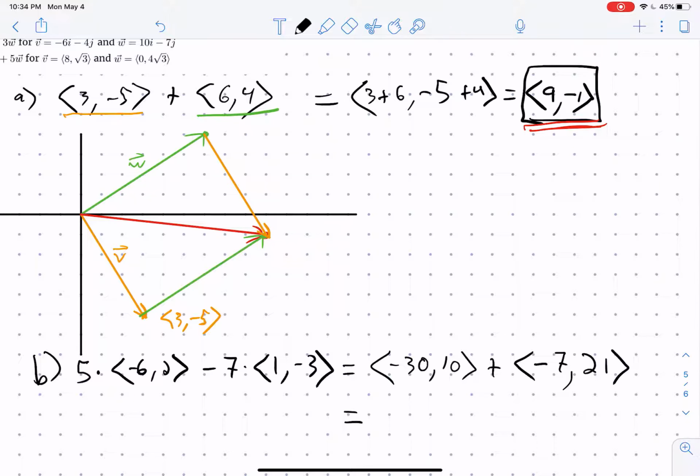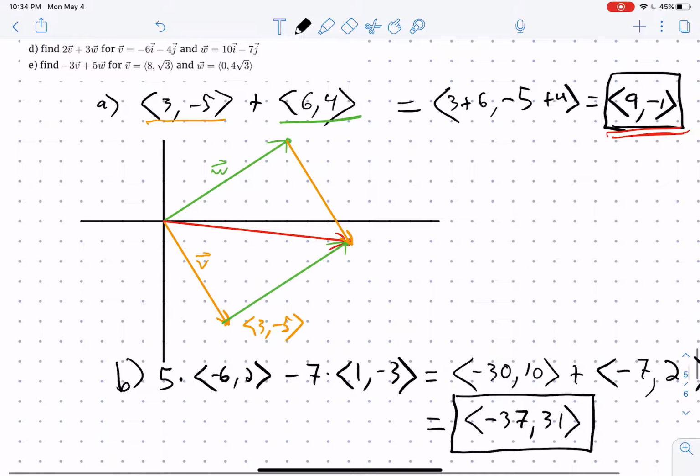Now we have to add these vectors together, and we add them component-wise, which means first we add the x's. Negative 30 minus 7 is negative 37, and 10 plus 21 is 31. That's the result of our addition. All right. Well, that's our answer to part B. Let's take a look at C.